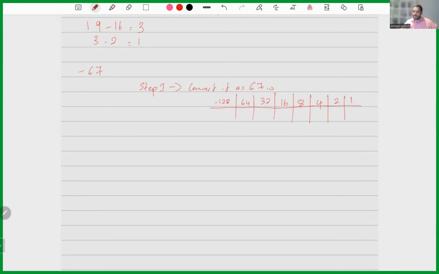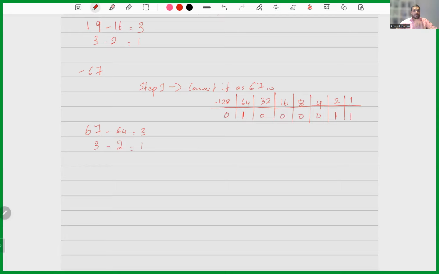Now how would you convert 67 into binary using this subtraction method? We take 67, and 67 is closest to 64. So we put a 1 at 64. 67 minus 64, we have a remainder of 3. 3 is closest to 2, so we put a 1 there. 3 minus 2 is equal to 1, and 1 is closest to 1, so we put 1 there. Now we fill the empty gaps with zeros. This is the basics of converting a decimal number into binary.